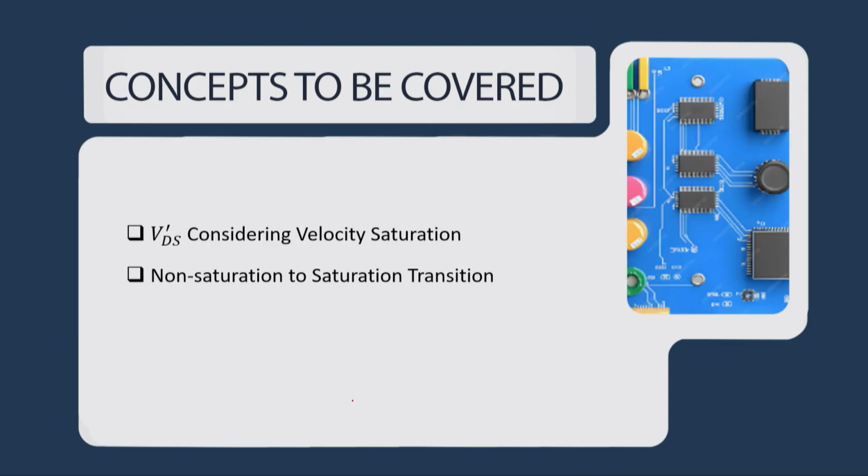In this lecture, we will see how we can calculate VDS dash, which is the point that decides the saturation and non-saturation boundary, and we will see how the saturation to non-saturation transition occurs when the velocity saturation effect is incorporated in small devices.